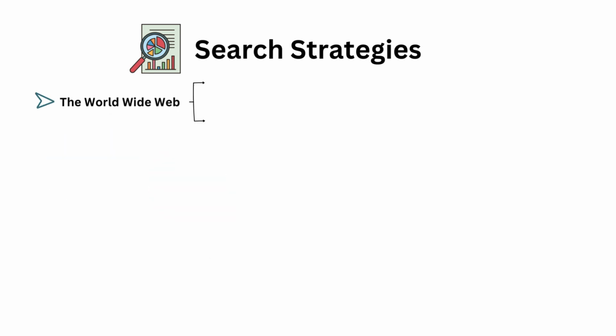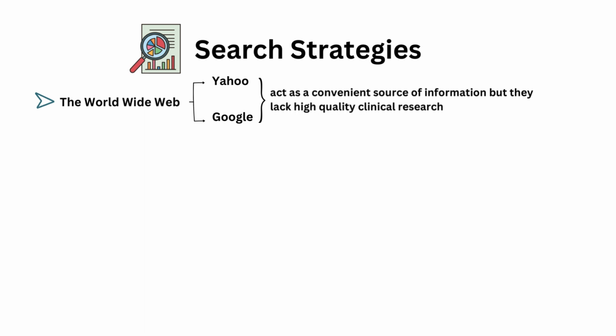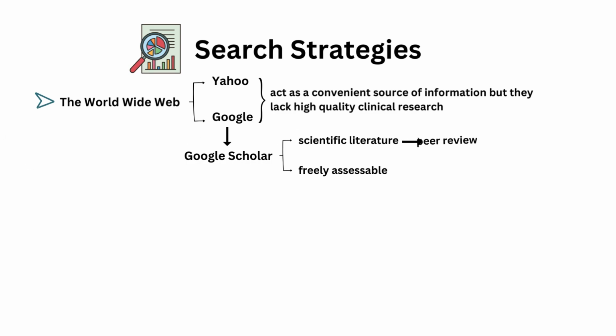Search engines like Google and Yahoo act as a convenient source of information, but they lack high quality clinical research. Google Scholar is a subset of Google. It provides scientific literature and is freely accessible. Scientific publications include peer reviewed journals, books, etc. It is useful to do the initial searches.